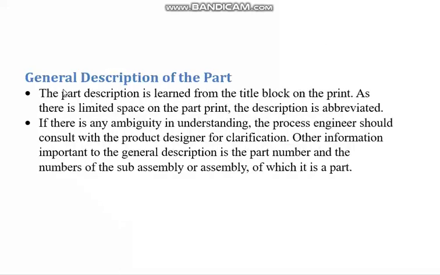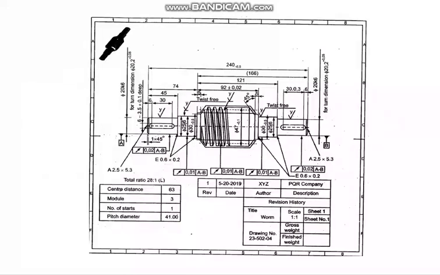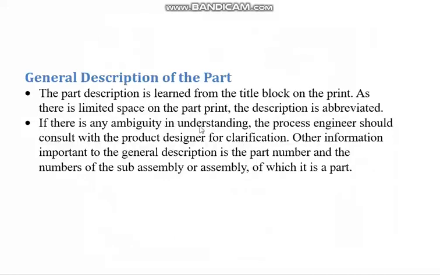Now first, when you see a part print, you should know what is the general description of the part. The general description of the part means the part description is learned from the title block on the print. Now this is the print. From the title you come to know that this is the drawing of a worm. That is the general description.